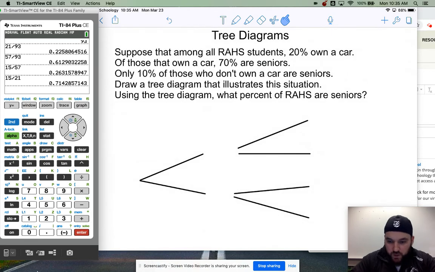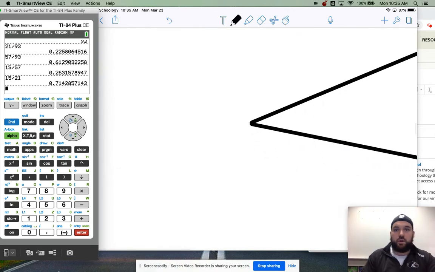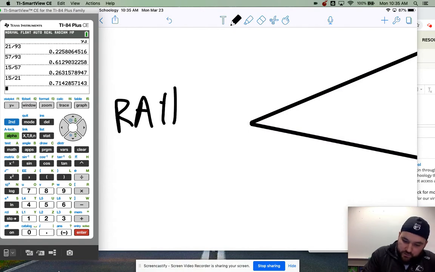Okay. Tree diagrams are the last thing we have to talk about in this section, and they're super, super helpful when you want to talk conditional probabilities. So let's say, suppose among all ROS students, 20% own a car. Of everyone at ROS, 20% own a car. So at the beginning of this tree, I'm going to put who I'm talking about. Well, I'm talking about ROS students.